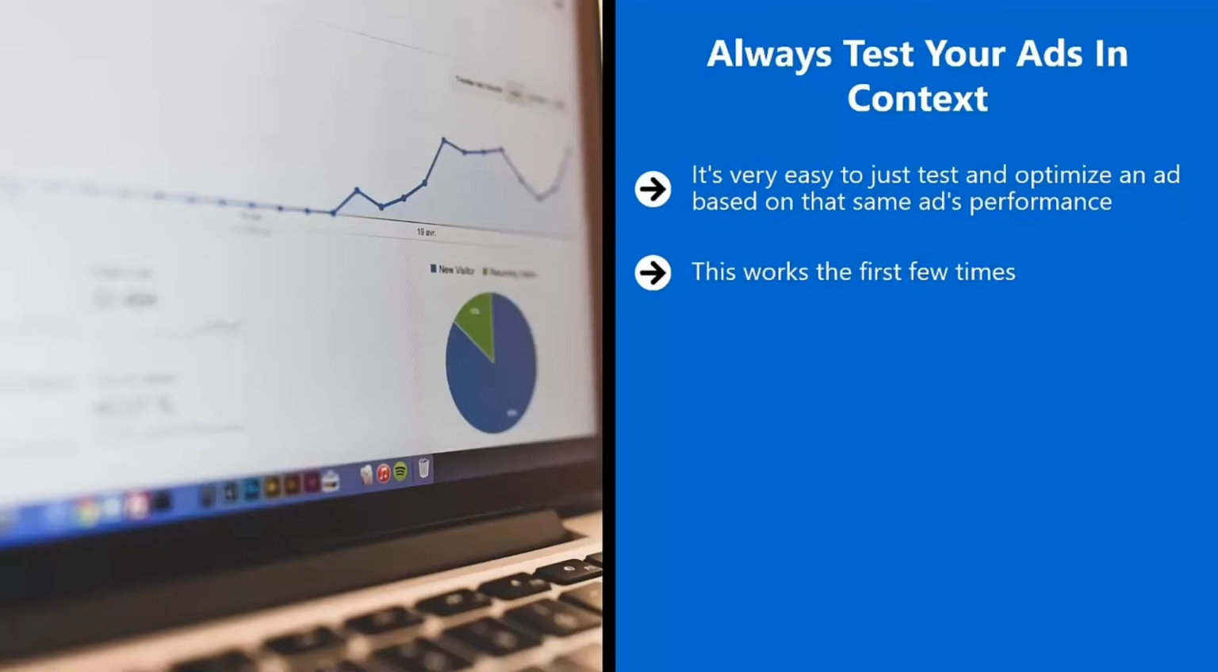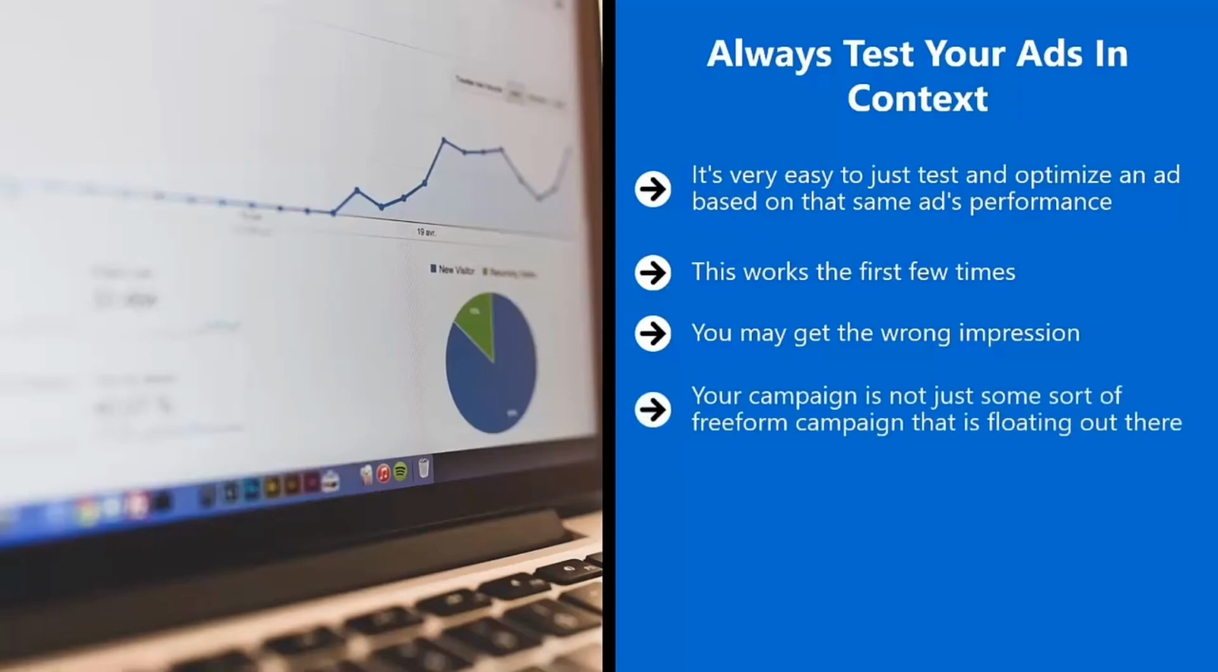Don't compare an ad set against itself. You may get the wrong impression. You may be thinking that you're doing really well, but it turns out that, historically, you're underperforming. This is why you have to always look at the context of your campaigns. Your campaign is not just some sort of free-form campaign that is floating out there. You must connect it with what went on before. Remember, you're trying to appeal to the same set of eyeballs. Unless you are dramatically shifting your target audience, you're essentially still trying to appeal to the same people.